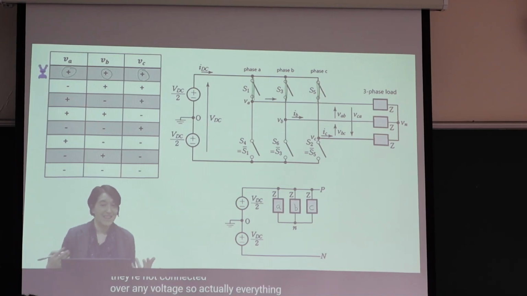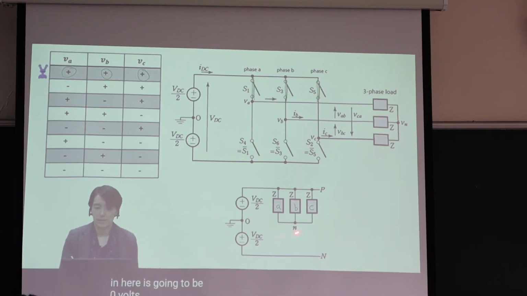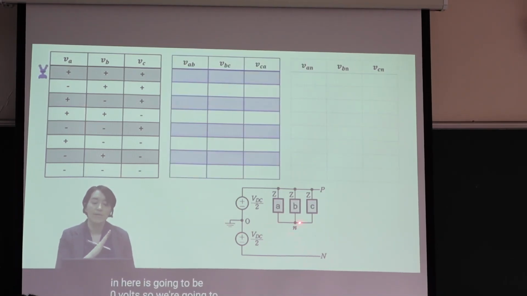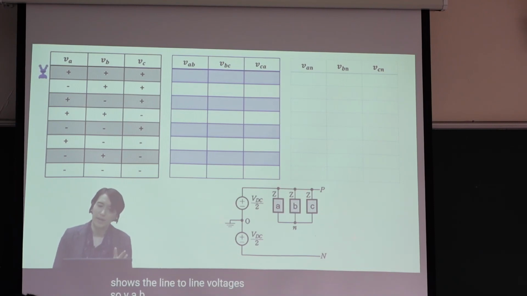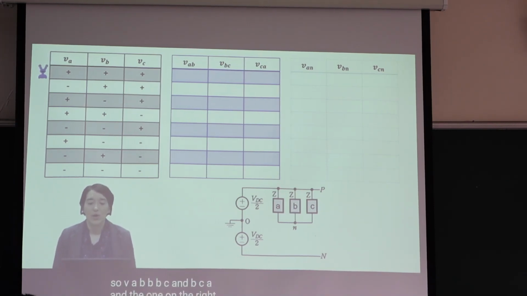So actually everything in here is going to be 0 volts, because they are not connected to the battery, so current cannot flow. We're going to fill in these tables. The middle one shows the line voltages, VAB, VBC, and VCA. And the one on the right shows the line to neutral voltages, VAN, VBN, and VCN.